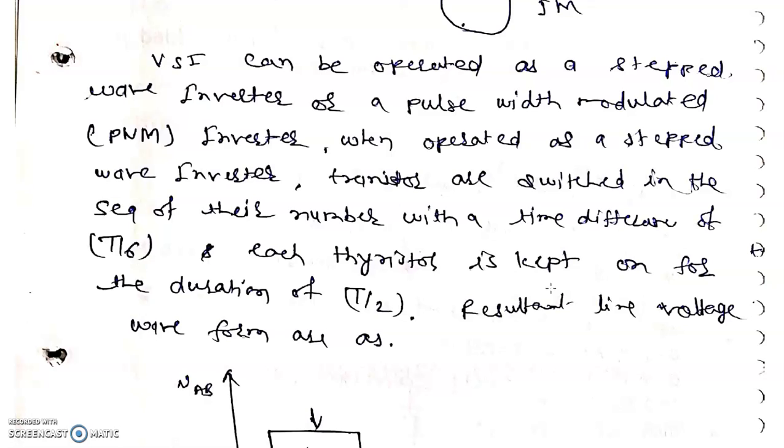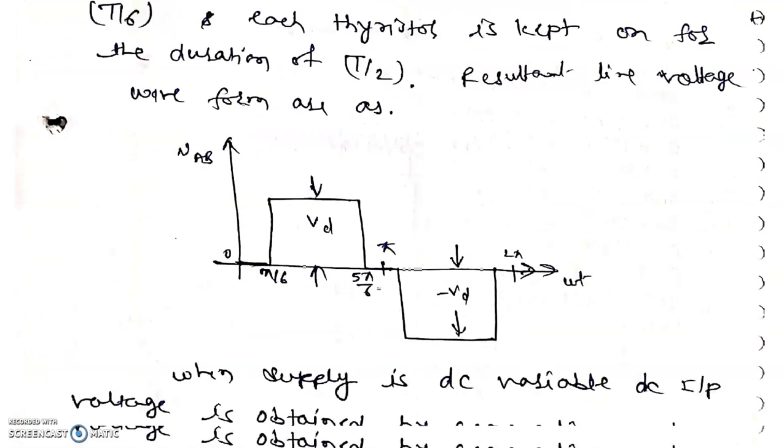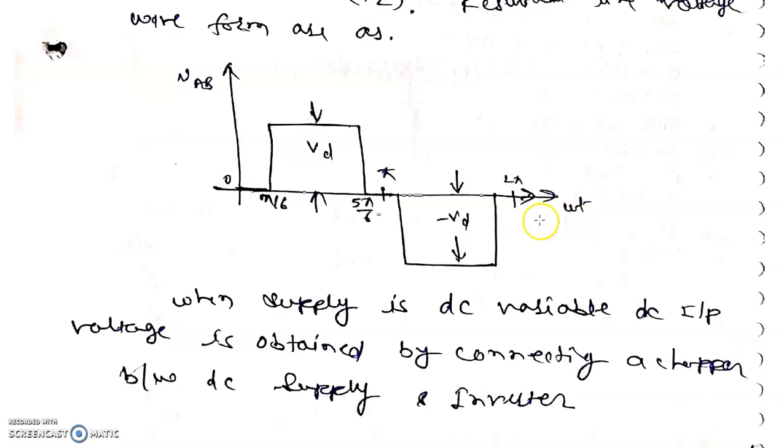The time difference between any two switches is T by 6, the overlap period is T by 6, and each thyristor is kept on for the T by 2 period. We will not go into the detailed discussion of the VSI. We consider the resultant voltage waveform which we obtain using the VSI. This is the resultant waveform, where the height is the VD.